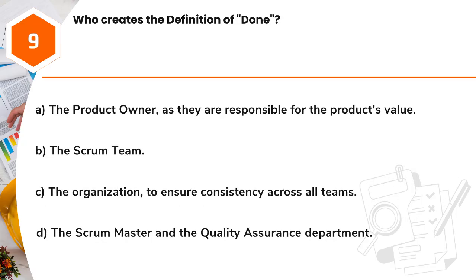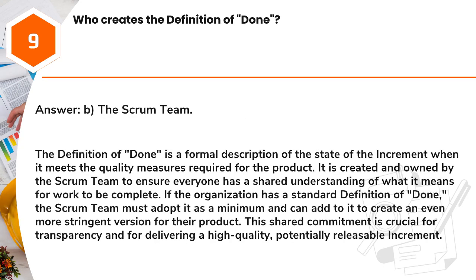Question 9. Who creates the definition of done? A. The product owner, as they are responsible for the product's value. B. The Scrum team. C. The organization, to ensure consistency across all teams. D. The Scrum Master and the Quality Assurance Department. Answer: B. The Scrum team.